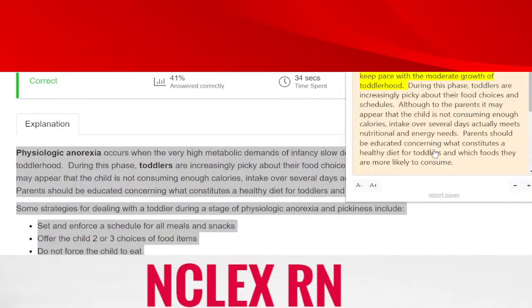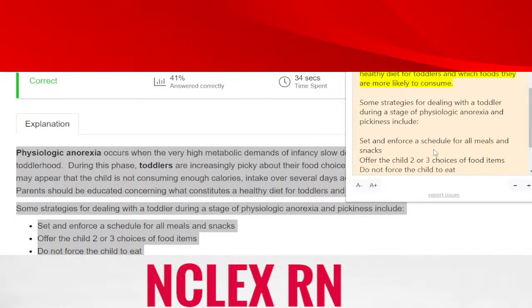Physiologic anorexia occurs when the very high metabolic demands of infancy slow down to keep pace with the moderate growth of toddlerhood. During this phase, toddlers are increasingly picky about their food choices and schedules. Although to the parents it may appear that the child is not consuming enough calories, intake over several days actually meets nutritional and energy needs.